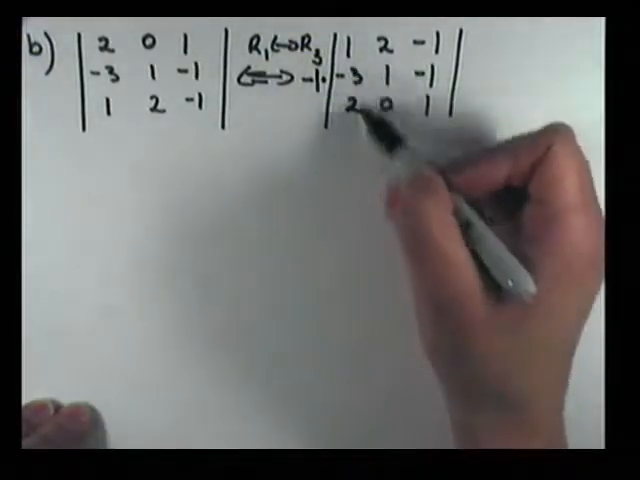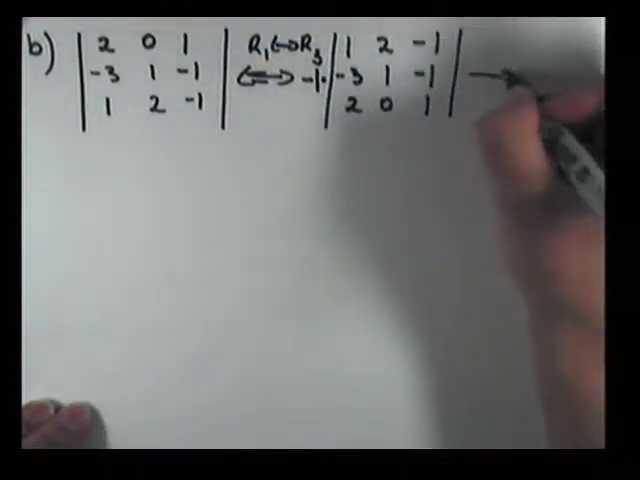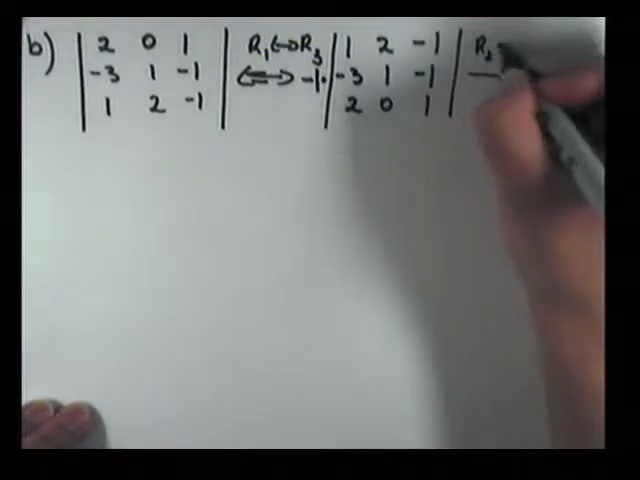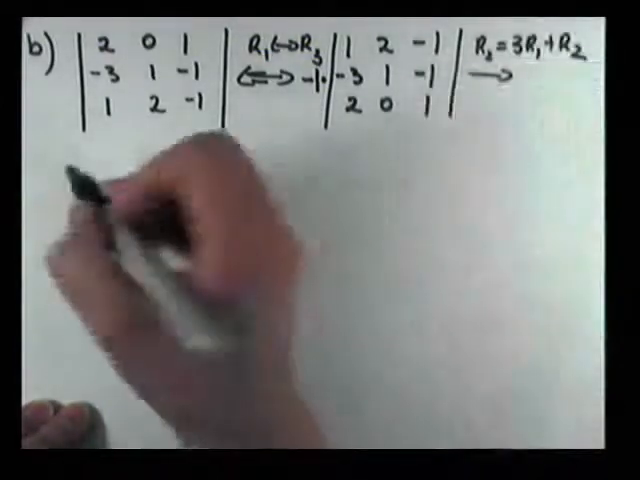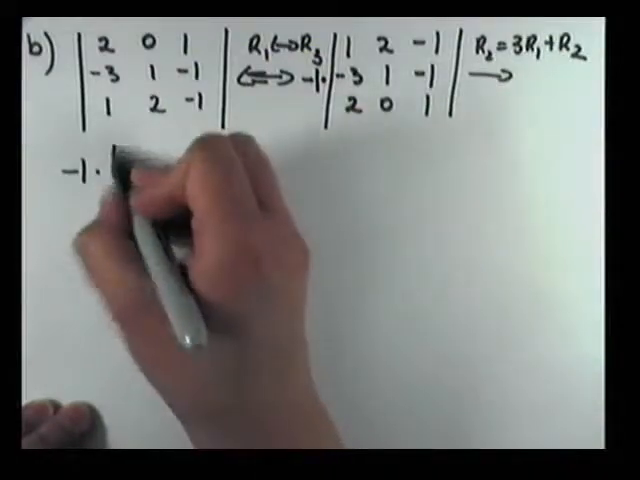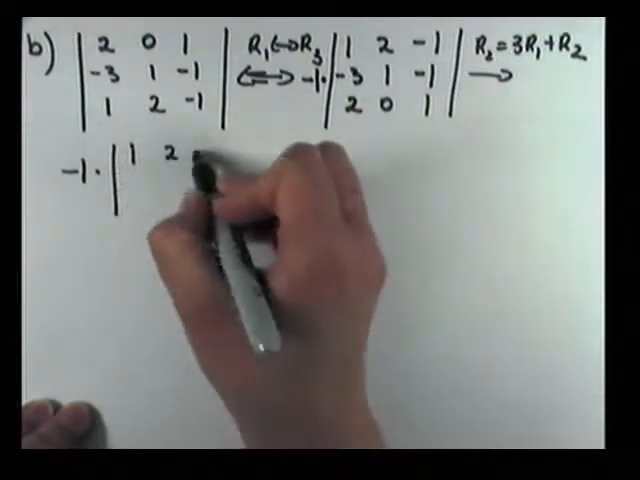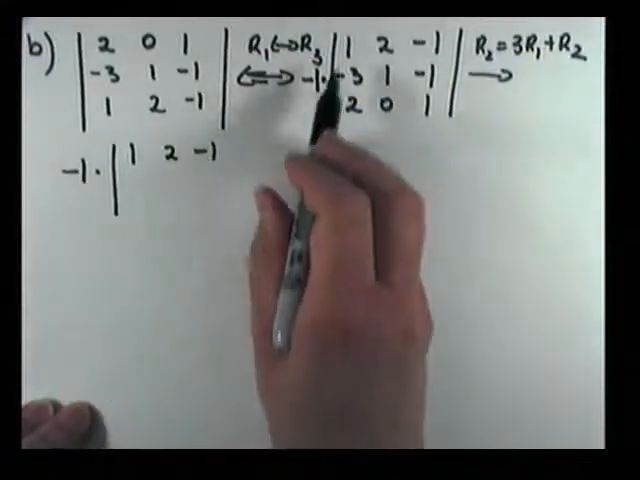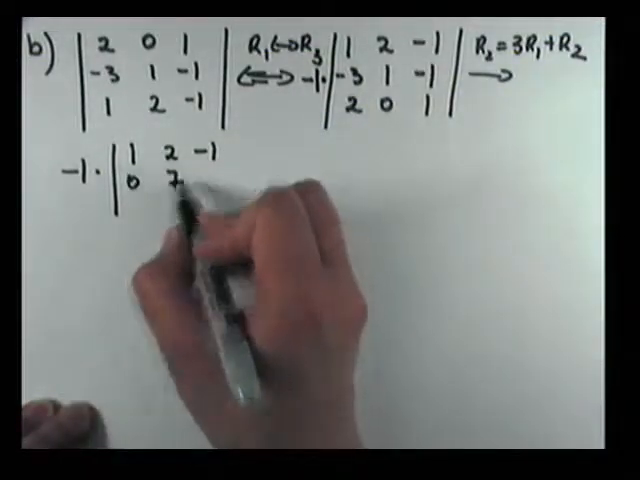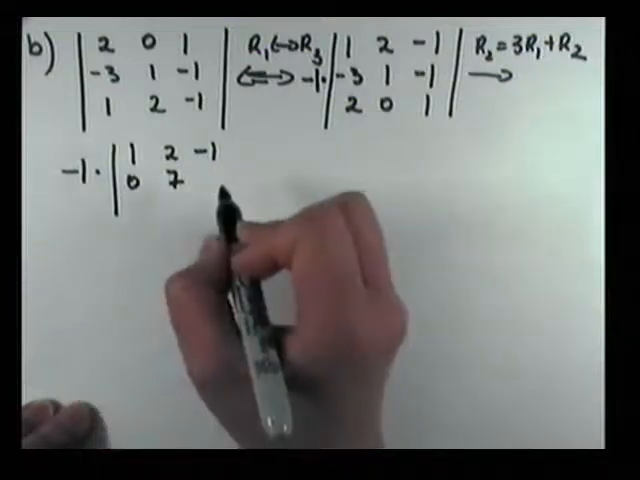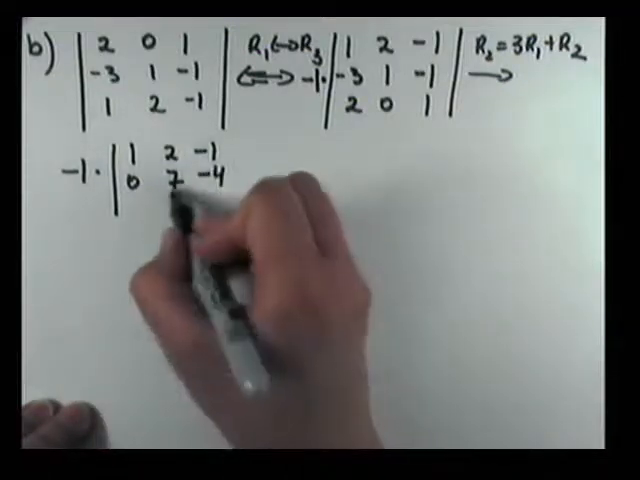Now we would like to make 0 underneath. So row 2 is equal to 3 row 1 plus row 2. So we had minus 1, and then we have 1, 2, and minus 1. Now 3 times 1, minus 3, is 0. 3 times 2 is 6, plus 1 is 7. 3 times minus 1 is minus 3, and minus 1 is minus 4.